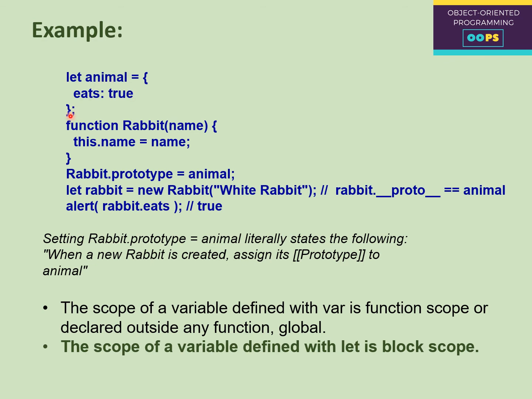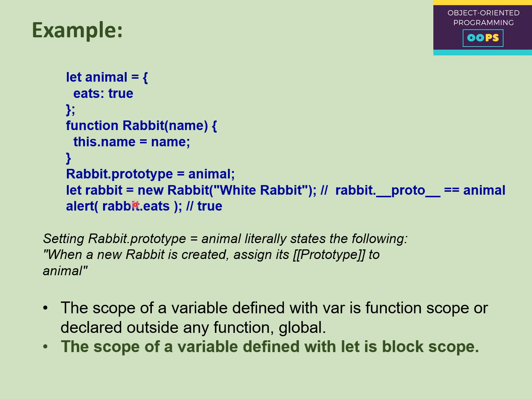Then after the animal object declaration, function Rabbit(name) { this.name = name }. A function named Rabbit takes an argument called name. Then after the function definition, Rabbit.prototype = animal. Rabbit is a function, and we are adding a prototype to this Rabbit function, and the added prototype is animal. So what happens is that, inside the Rabbit function, the animal object variable is added.